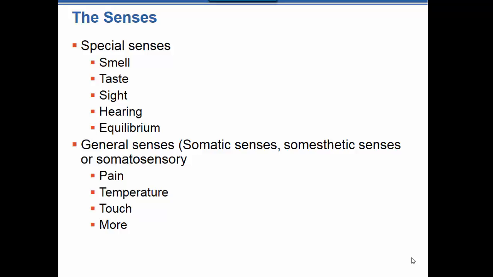A lot of times people think that touch is a special sense, but it's not. There are 5 special senses: smell, taste, sight, hearing, and equilibrium.